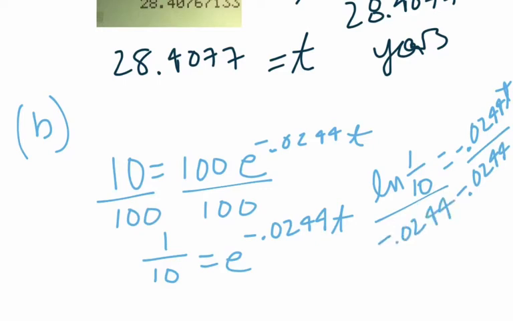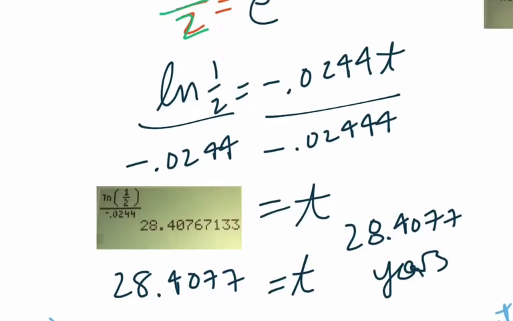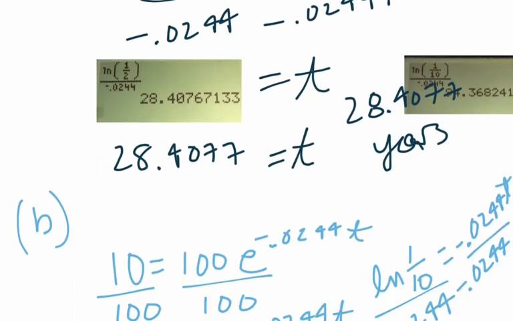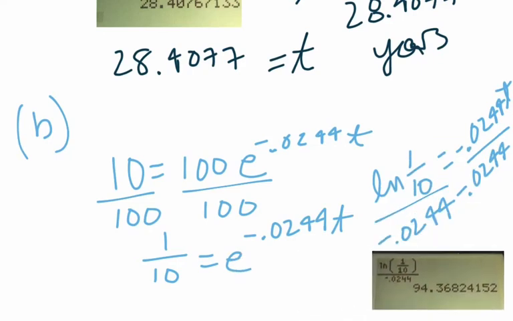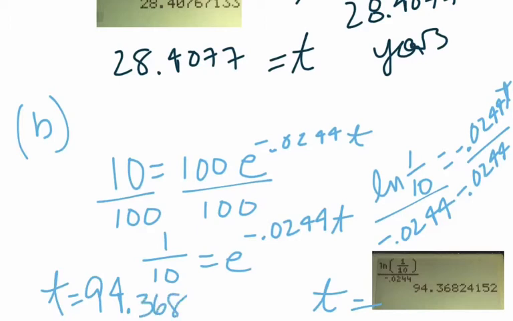Then I'm going to type that right into my calculator. I happen to have that over here as well. And it winds up to be t is equal to 94.36824. And remember, I would really like to see the unrounded answer first, and then we're going to round it to 4 decimal places in this case. So 94.3682 years. And that would be my final answer.